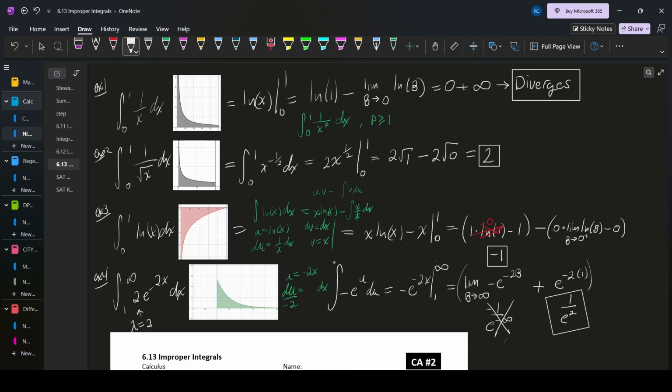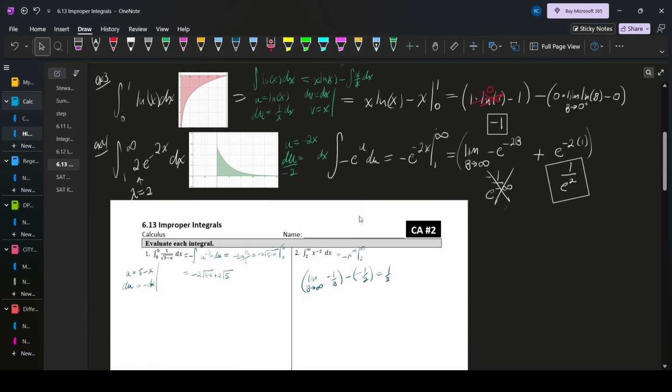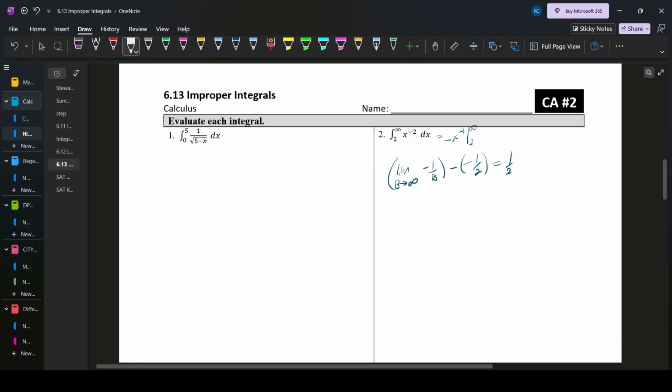Okay, so I've pulled up CA2 from the improper integrals 6.13. I already did them, so I'm going to erase them and do them again. So we want to find the integral. Let's first rewrite this as the integral from 0 to 5 of 5 minus x to the negative 1/2 dx. Do a quick u substitution. U is 5 minus x. That means du is negative dx.